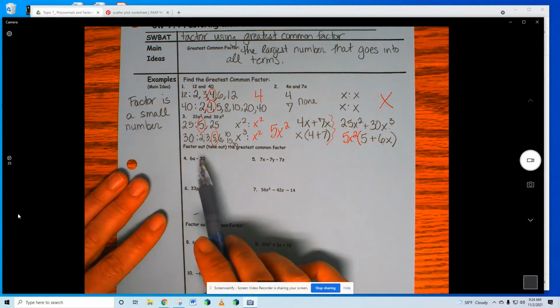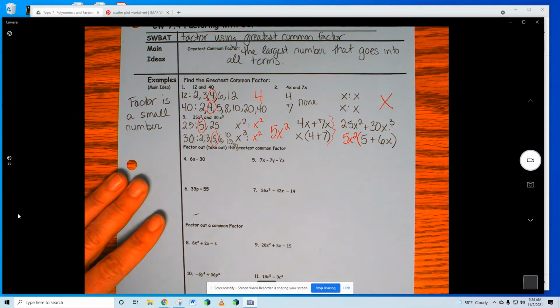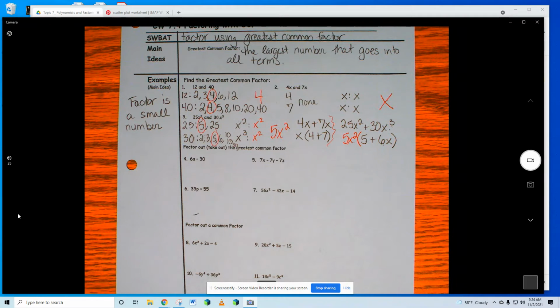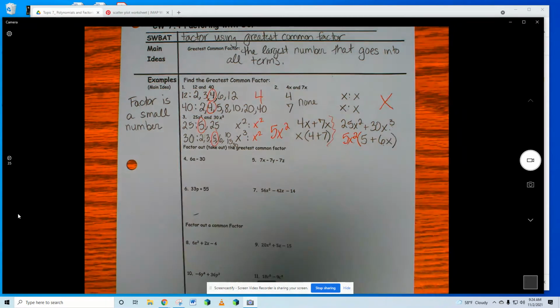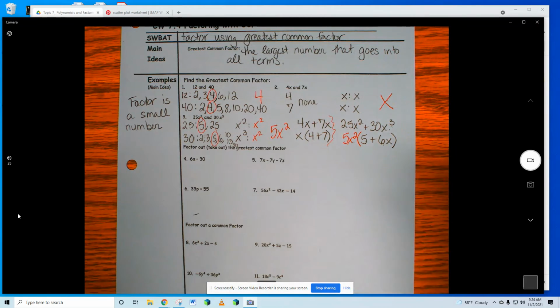So 6a and 30. 6 and 30. You have to think of it in your head. I don't want to make lists all day. We're too old for that. 6 and 30. What small number goes into 6 and 30? 2 does. 3 does. What else? Is there any biggest? The biggest one, the greatest. 6 goes into both of them.